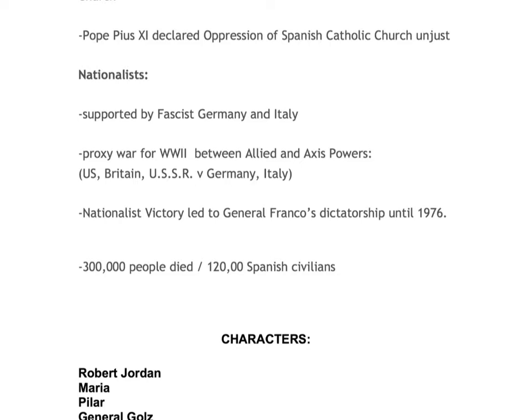It was a proxy war for World War II between the Allied and Axis powers, the Allied powers being the United States and Britain, and the USSR, and the Axis powers of Germany and Italy joining the nationalist cause in Spain.